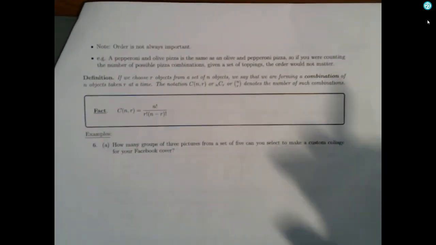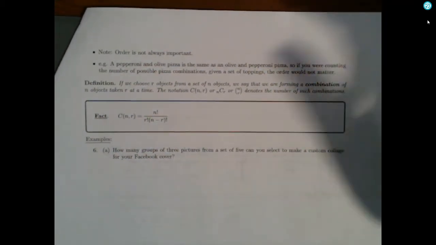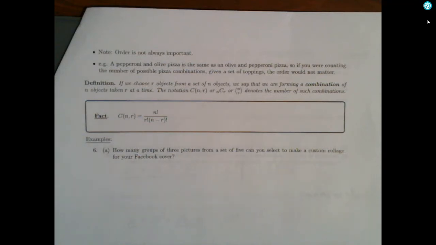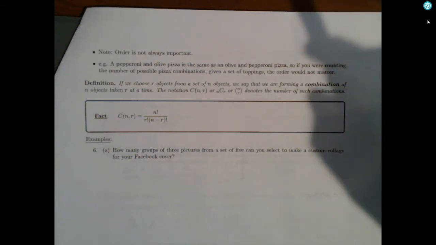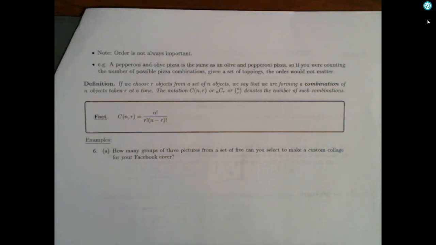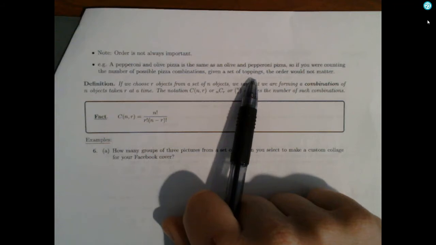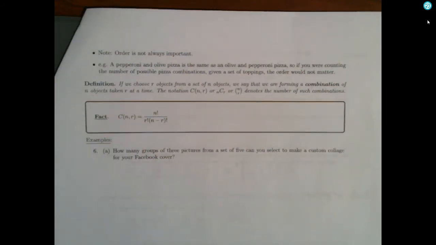So with permutations, the order is important, right? So as we said with the horse race example, Secretariat and Seabiscuit is considered a different outcome than Seabiscuit and Secretariat. But order isn't always important. Not every scenario really distinguishes between the order. For example, a pepperoni and olive pizza is the same thing as an olive and pepperoni pizza, right? So if you were counting the number of possible pizza combinations given a certain set of toppings, the order would not matter. And when the order doesn't matter, then that's a counting problem called a combination, all right?